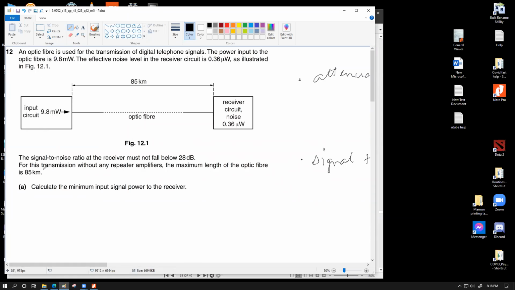The question then says the signal to noise ratio at the receiver must not fall below 28 decibel. So this value that they have given us is the signal to noise ratio, which means they haven't given us the attenuation of the channel. We don't have that information, but we have this value. Then it says calculate the minimum input signal power to the receiver. Minimum input signal power to the receiver.